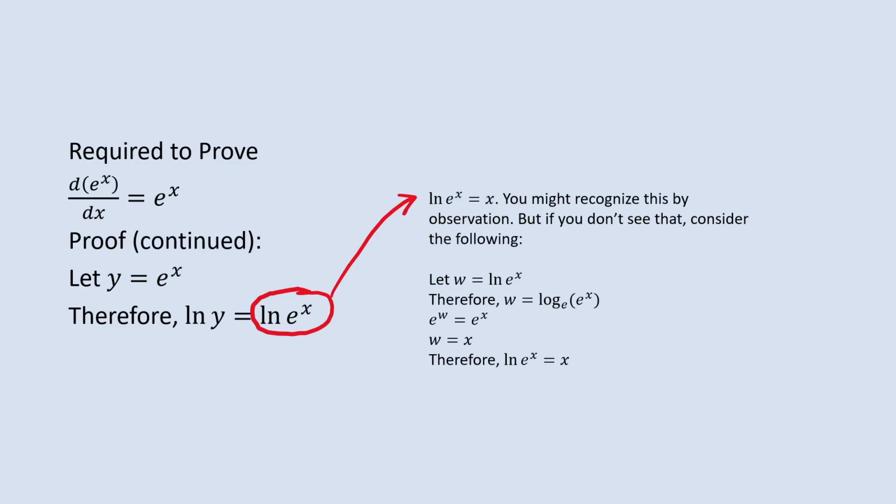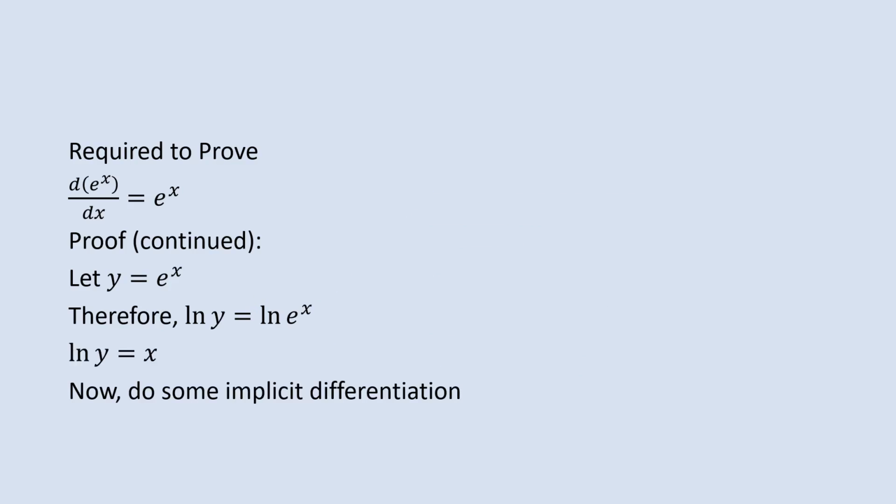Now, we know that the natural logarithm of e to the x will equal x. If you need to see proof of that, similar to the one we just showed a little while ago, suppose we said w is the ln of e to the x. That would mean w is the log base e of e to the x. If you recall your logarithms, that would mean e to the w equals e to the x. And if e to the w equals e to the x, then by observation w is x. And since w was the ln of e to the x, therefore the ln of e to the x equals x. So instead of saying the ln of y equals the ln of e to the x, we're going to say the ln of y equals x. And now we're going to be able to do some implicit differentiation.